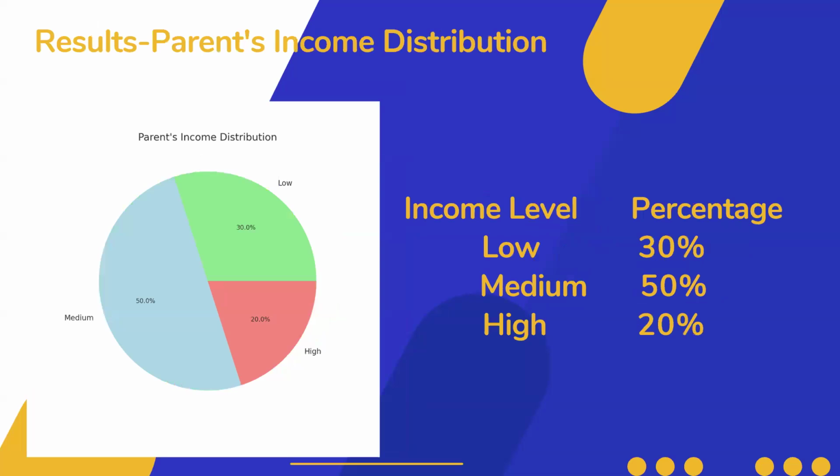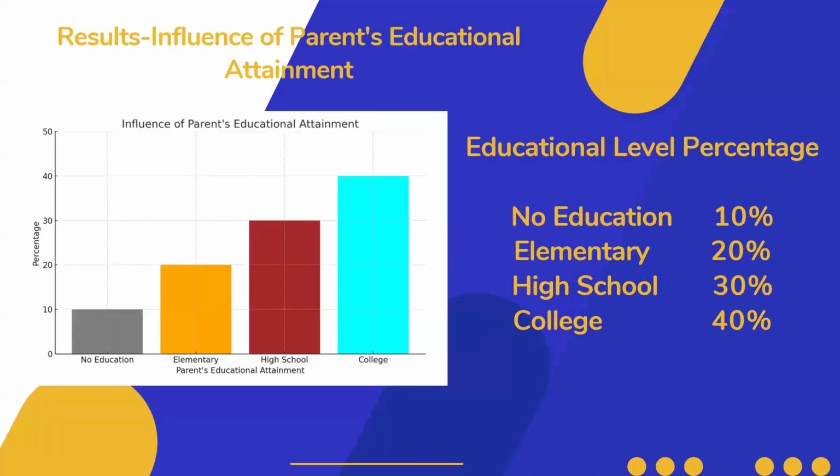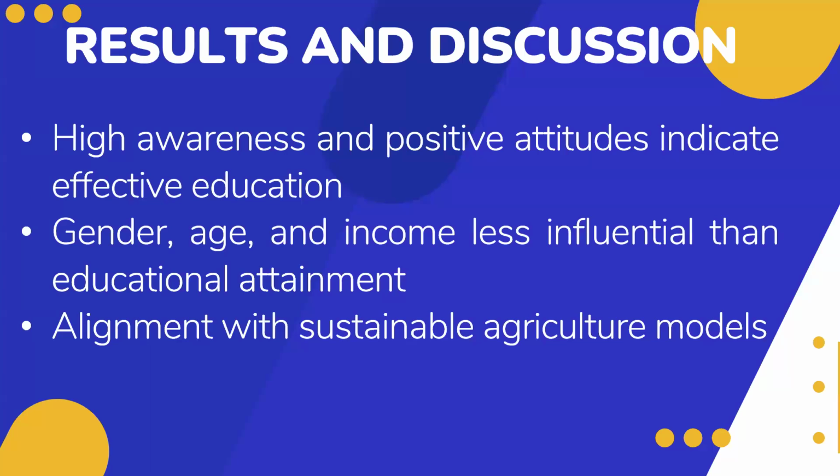On the parents' income distribution, we have low, medium, and high: 30% low, 50% medium, and 20% high. On the influence of the parents' educational attainment, from no education we have 10%, elementary 20%, high school 30%, and college 40%. The survey findings show the students are grateful to their parents for their education and average monthly income.